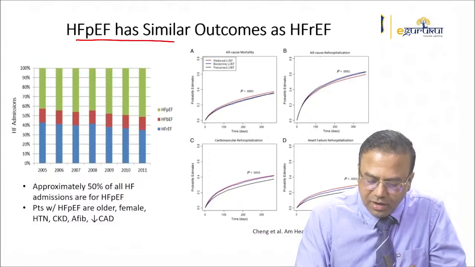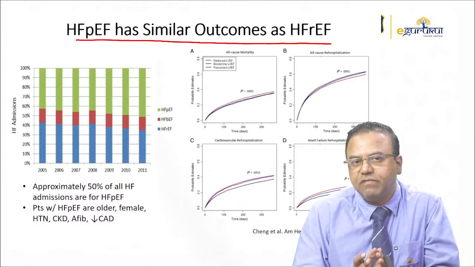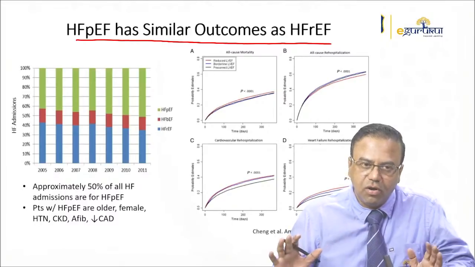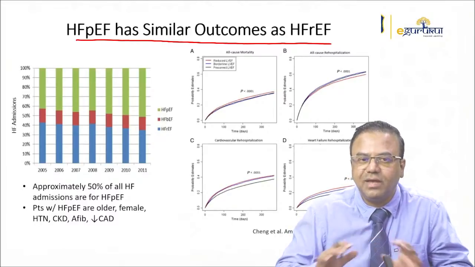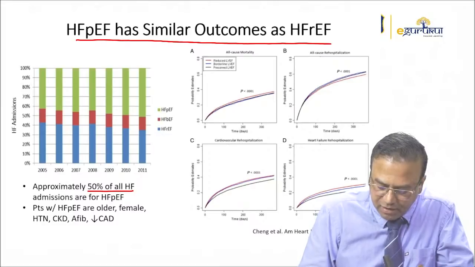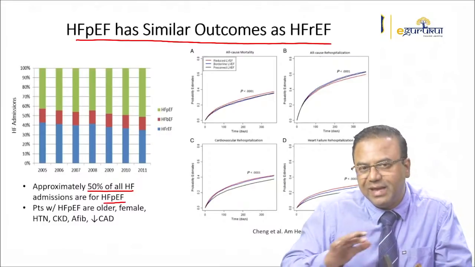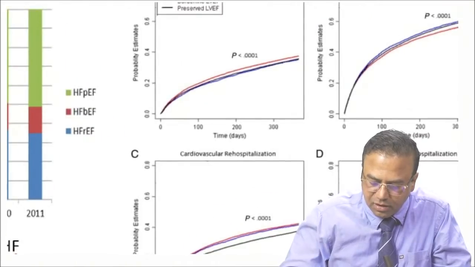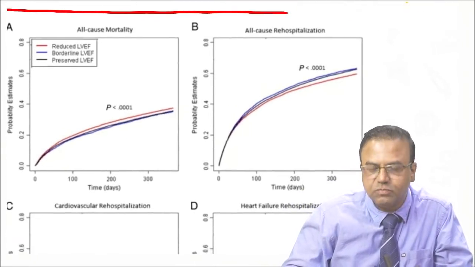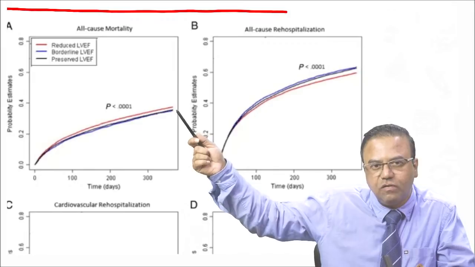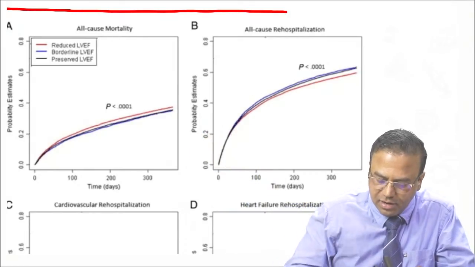Now, that myth that preserved ejection fraction is slightly better than heart failure with reduced ejection fraction has gone. Now they're telling us the mortality is the same. Approximately 50% of all heart failure admissions are for preserved, and the mortality is equal to heart failure with reduced ejection fraction. I'll just zoom in for you. Look at the graphs that they have over here. All-cause mortality, all-cause rehospitalization, almost all of them, you will find that they are ultimately similar.